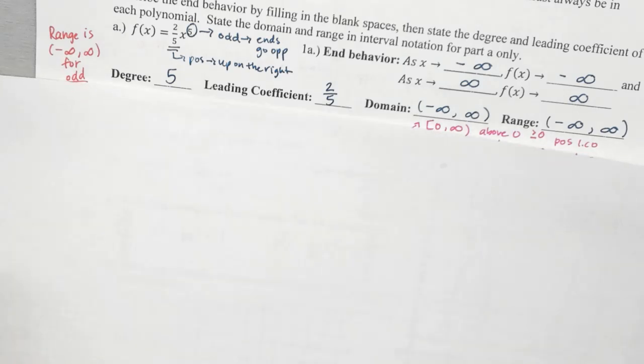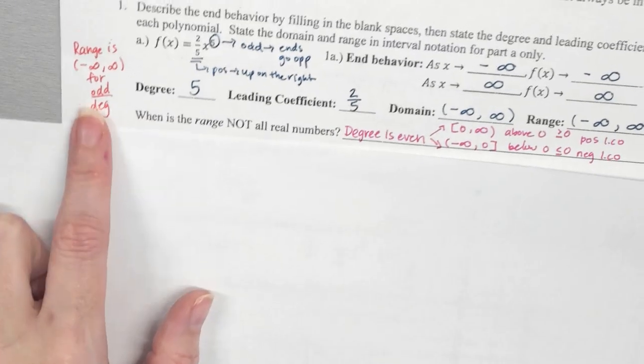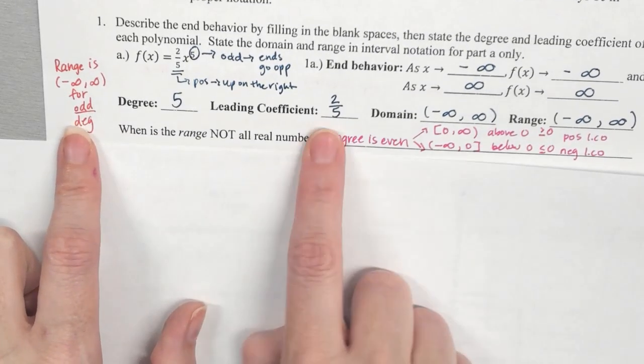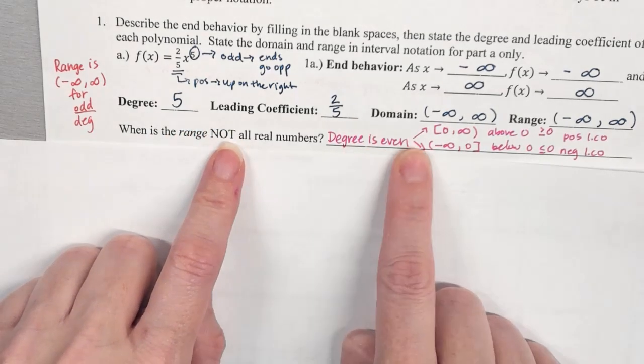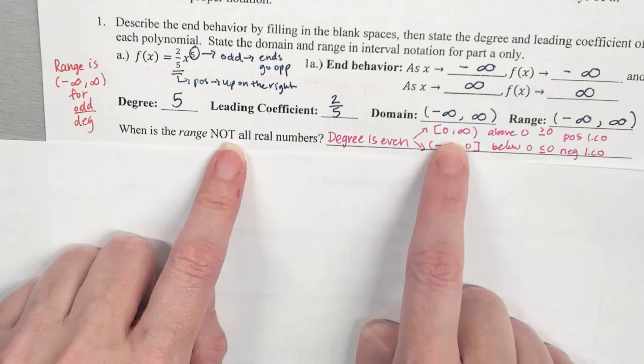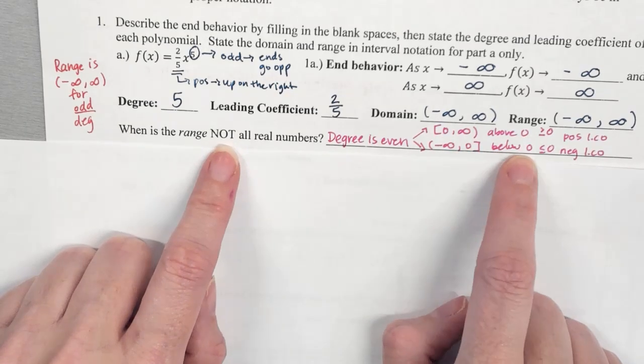Okay, and then your degree is 5, your leading coefficient is 2/5. Your domain and range are both all real numbers. Remember, the range is all real numbers when you have an odd degree. So when you have an even degree is when the range is not all real numbers. I put the other two ranges that you'll see on there. If it's above 0 or if it's below 0.